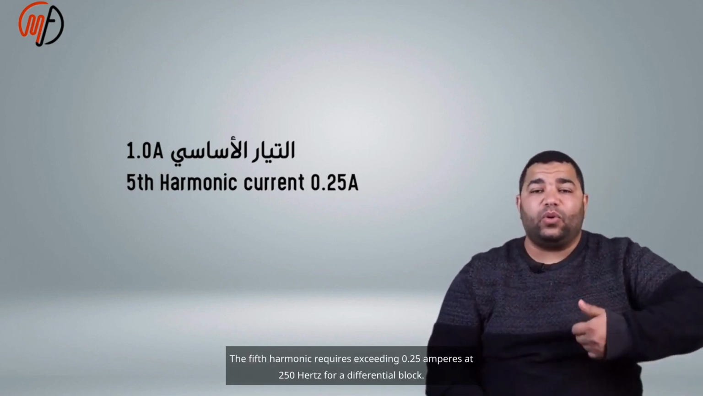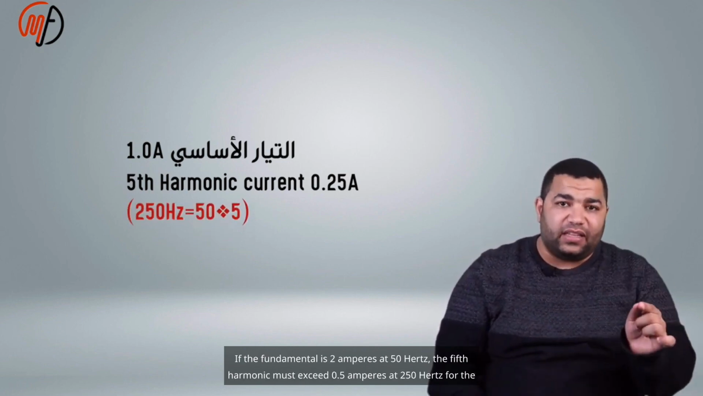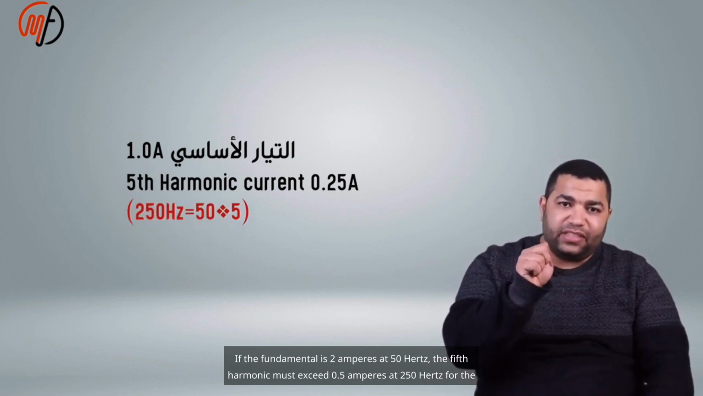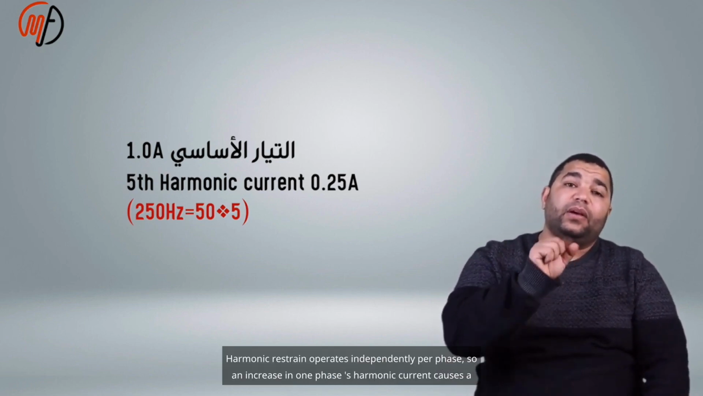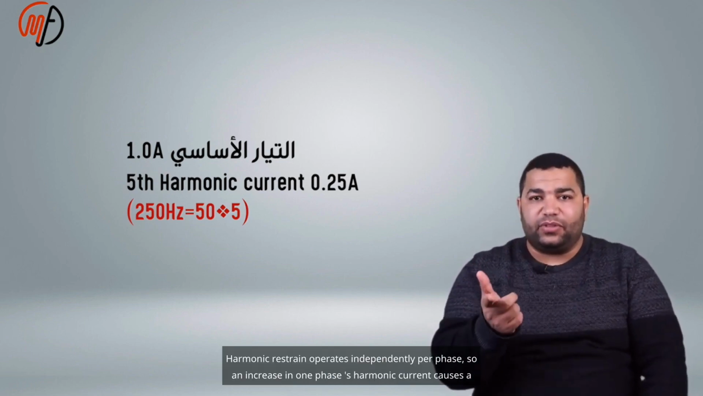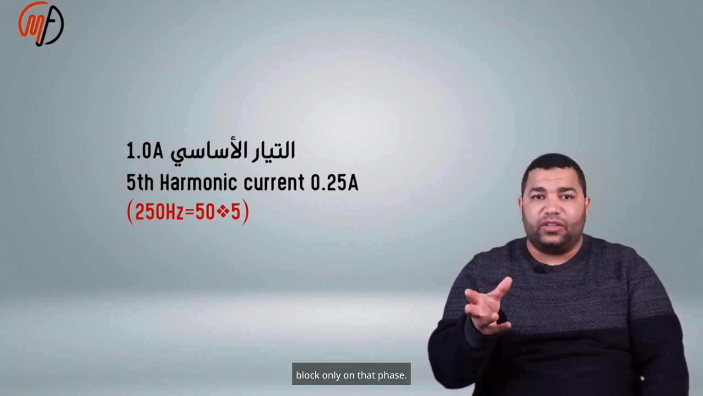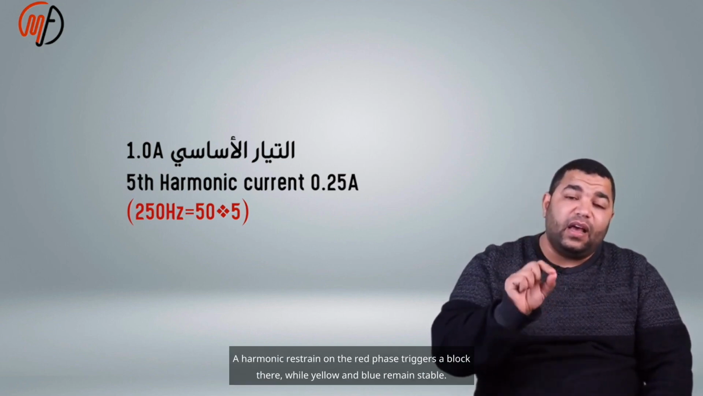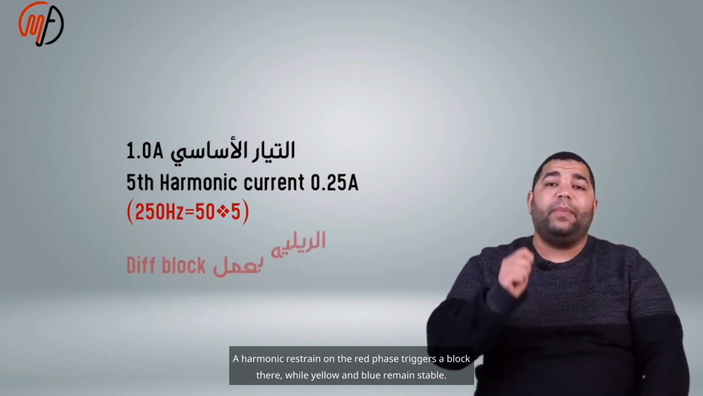The fifth harmonic requires exceeding 0.25 amperes at 250 Hz for a differential block. If the fundamental is 2 amperes at 50 Hz, the fifth harmonic must exceed 0.5 amperes at 250 Hz for the block. Harmonic restraint operates independently per phase, so an increase in one phase's harmonic current causes a block only on that phase. A harmonic restraint on the red phase triggers a block there, while yellow and blue remain stable.